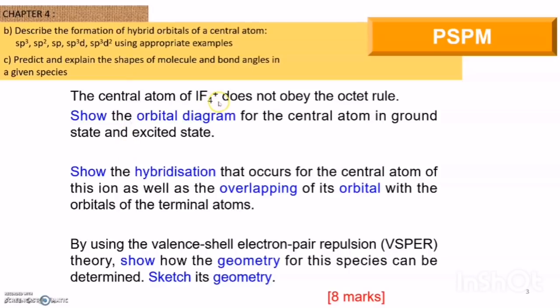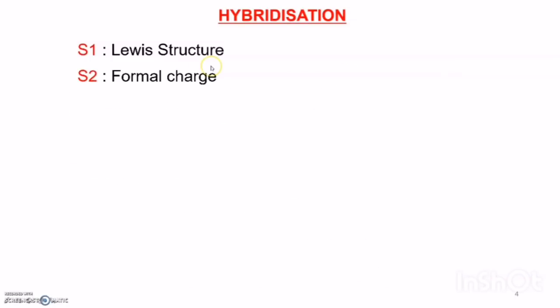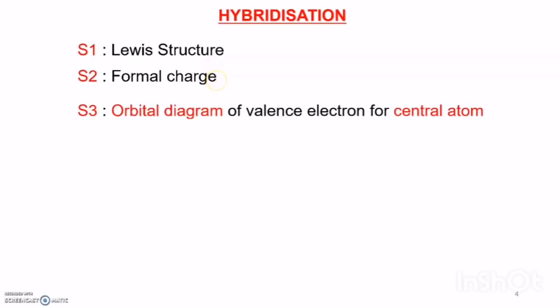We have IF4 positive, which does not obey the octet rule, right? Show the orbital diagram for the center atom in the ground state and excited state. Show the hybridization that occurs to represent overlapping with the orbitals of the terminal atoms, and using valence shell electron pair repulsion, show how the geometry of the species can be determined. Sketch its geometry, that one also covers the molecular geometry learning outcome. This one is also an example from a previous PSPM question. Okay, so take a look at the steps. You need to draw the structure. Second one, calculate formal charge.